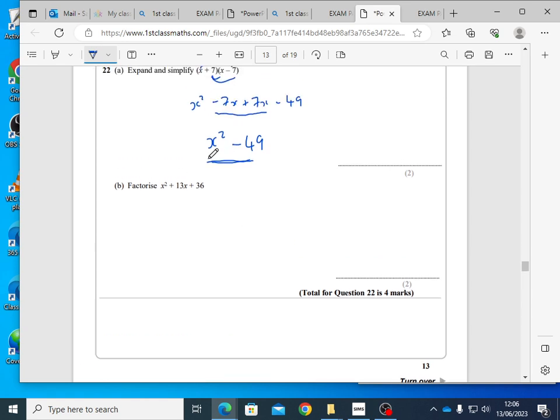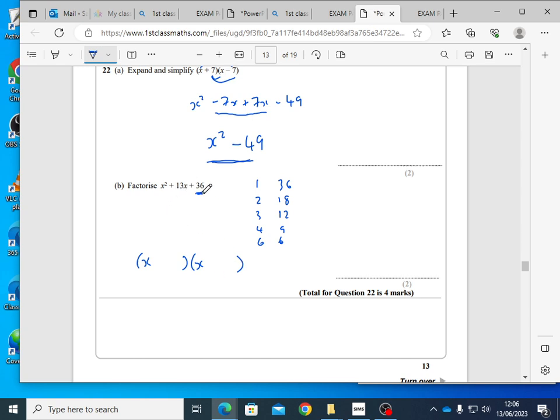Factorize. So when we're factorizing, remember you've got to open bracket, close bracket, open bracket, close bracket, x in each corner. Then you've got to look at 36 and write down all the factors of 36. So 1 times 36, 2 times 18, 3 times 12, 4 times 9, 5 doesn't, and then you get back to 6 times 6. So you've got all the factors there.